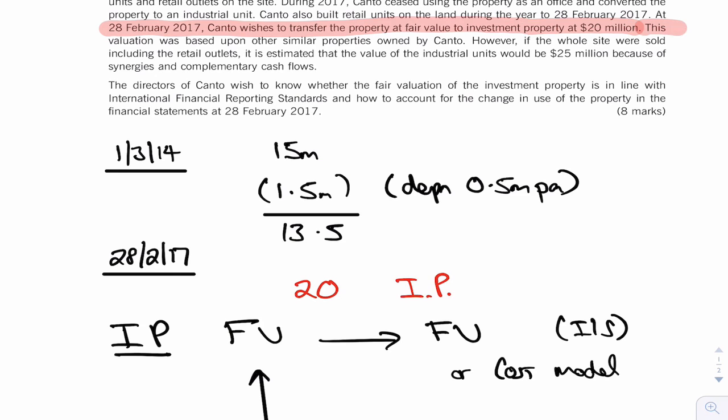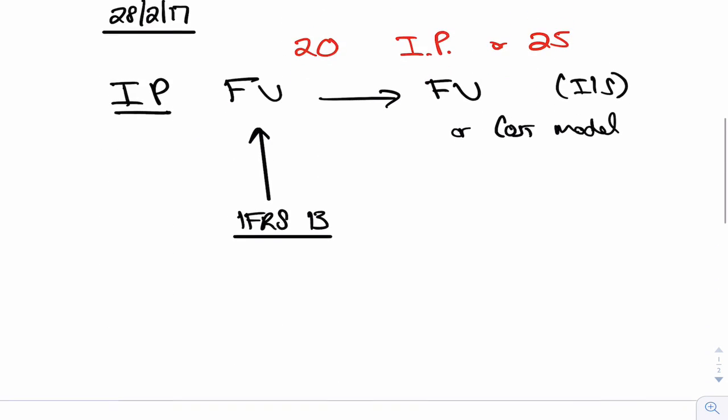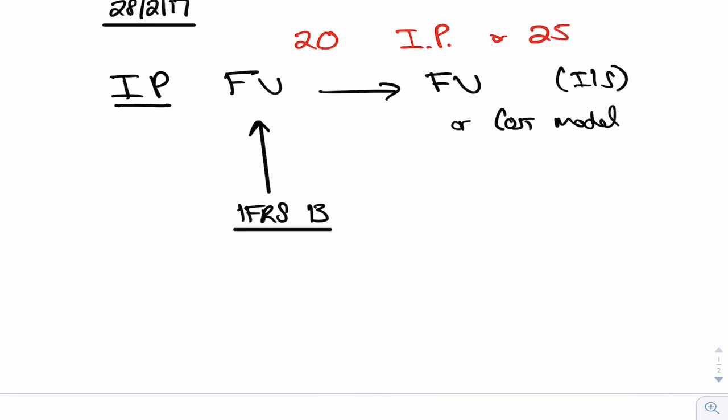Let's keep going. This valuation was based upon other similar properties owned by Canto. So it says, however, if the whole site was sold, including the retail outlets, it's estimated the value of the industrial units would be 25 due to synergies and complementary cash flow. So the question is, should I make it 25? They said the directors wish to know whether the fair valuation of the investment property is in line with international financial reporting standards. Well, that 20 or 25 then is all to do with IFRS 13 then, isn't it?